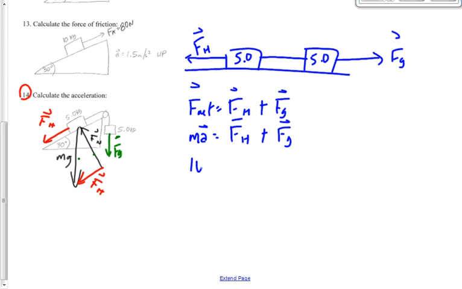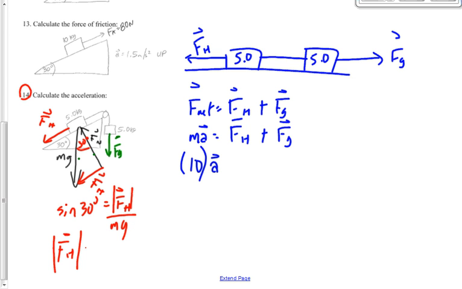The mass that we're going to use here is 10, because we always use on the left-hand side the total mass. It's M times A. What M is accelerating? The 10 kilograms, the whole thing. Looking for A. FH, we don't know. So let's get FH over here on the left-hand side. Let's say sine 30 degrees, because we know this angle up here is 30 degrees. Sine 30 is equal to opposite over the hypotenuse, which is M times G. FH becomes equal to mg sine 30, or 5 times 9.81 times sine 30.